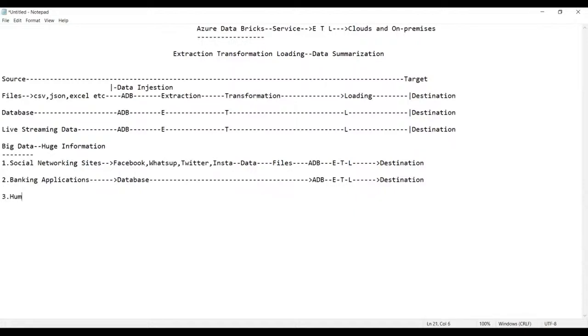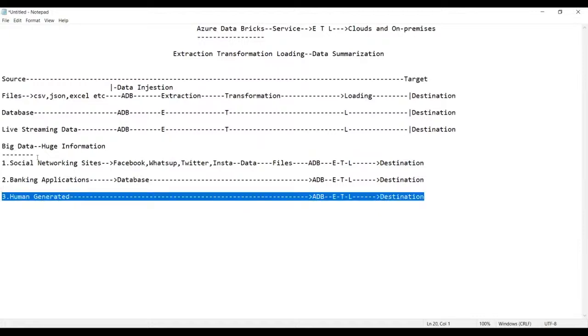Likewise, you can also get the data from human generated data. Human generated means the data which is generated by you and me. Same process: human generated data will be accessed into the ADB, and using the ADB we perform the job of extraction, transformation, and loading. Ultimately, we load the data towards a destination.